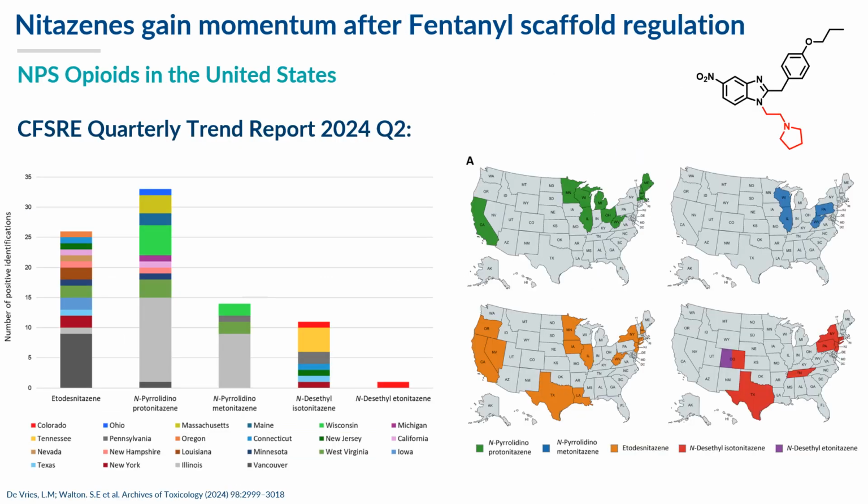N-desethyl isodonitazene is not just a metabolite. It is now also heavily trafficked on direct-to-user sites and has been detected across the country. According to the CFSRE's 2024 Q2 report, multiple detections have been found in Colorado, Texas, Tennessee, and in the East, in Pennsylvania, Connecticut, New Jersey. And nitazene detections are up across the country, with N-pyrrolidino modified analogs being heavily detected as well.